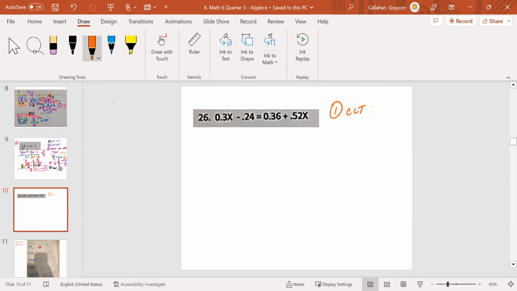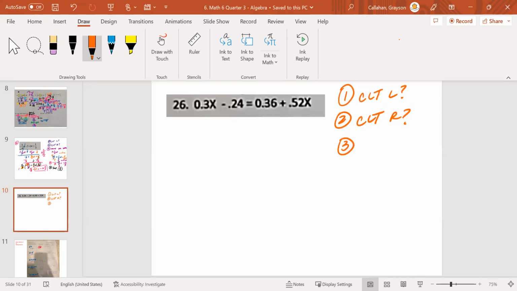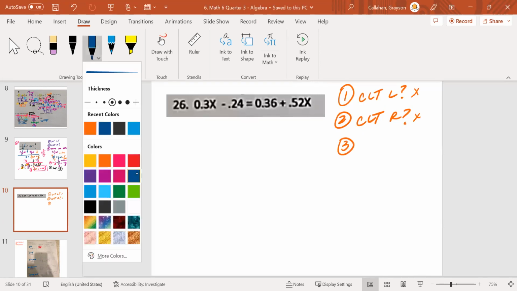Can you combine anything on the left side? Question mark. Do you need to combine anything on the right side? Question mark. Go ahead and get started with that. Give it a try. For number 26, can't combine anything on the left side, can't combine anything on the right side.